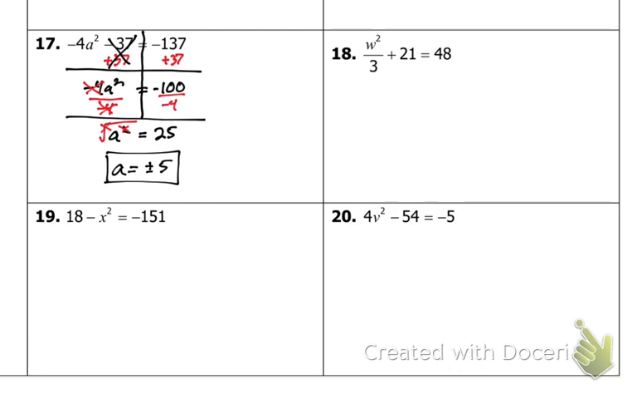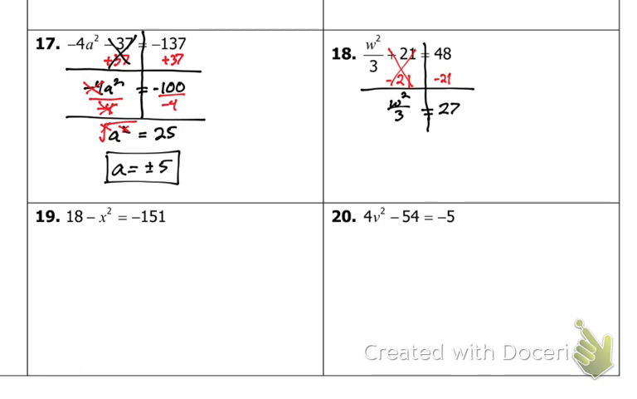All right, following the same ideas in the next one, we do our addition or subtraction first. So what's my first step? Raise your hand and tell me what the first step is for number 18. What was that? We're going to deal with the addition. What's the opposite of addition? Subtraction. So we're going to subtract 21 from both sides on this one. Move that minus 21 over here. We're going to now have w squared divided by 3 equals, and we're subtracting 21, so that's going to be, what was that? 27.